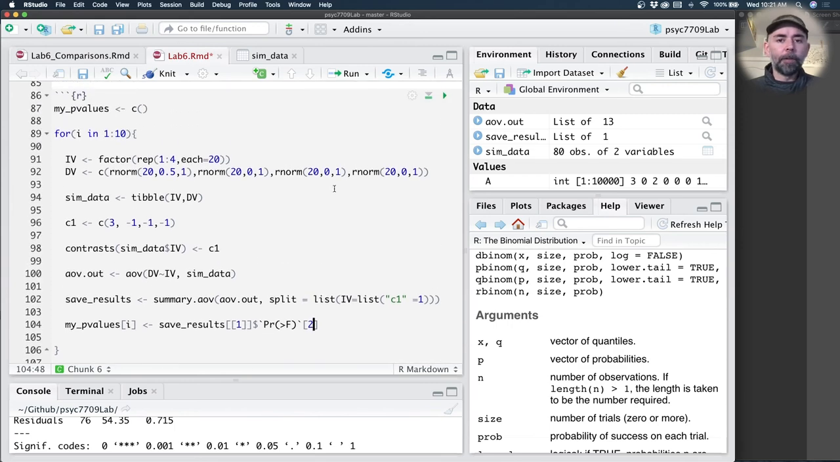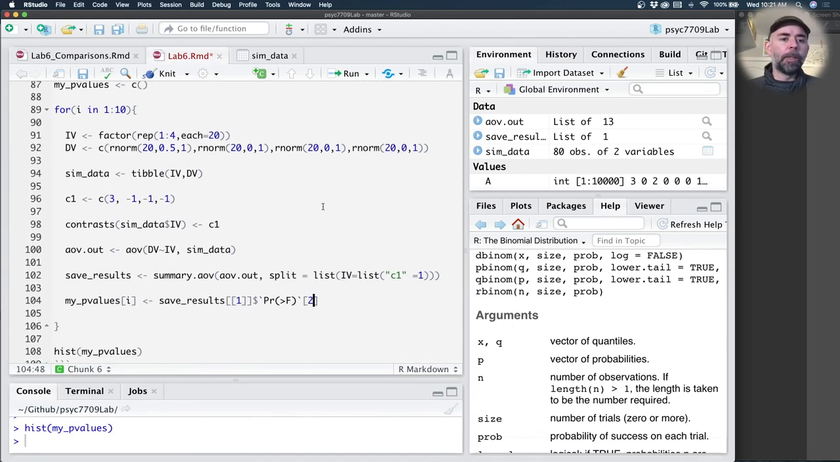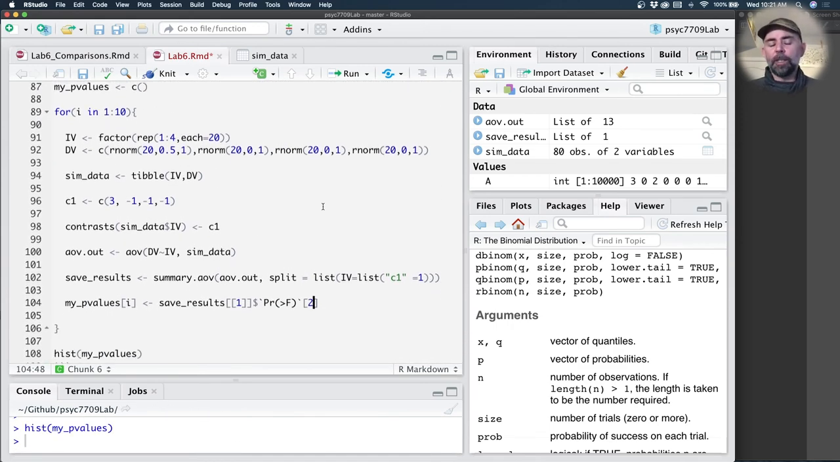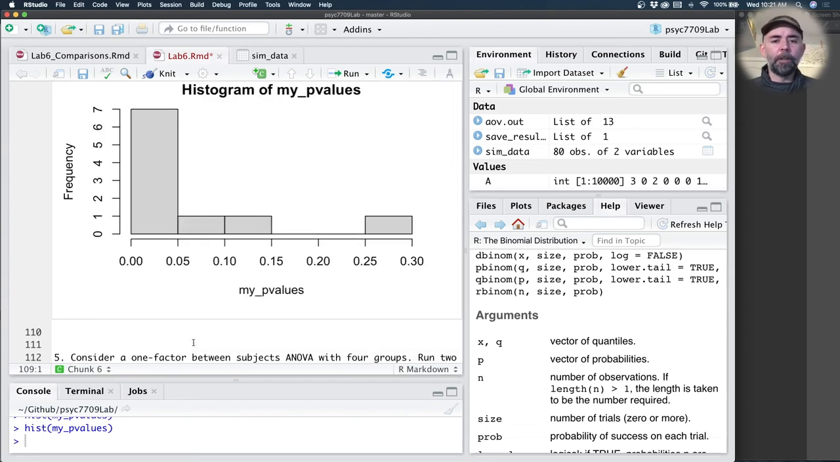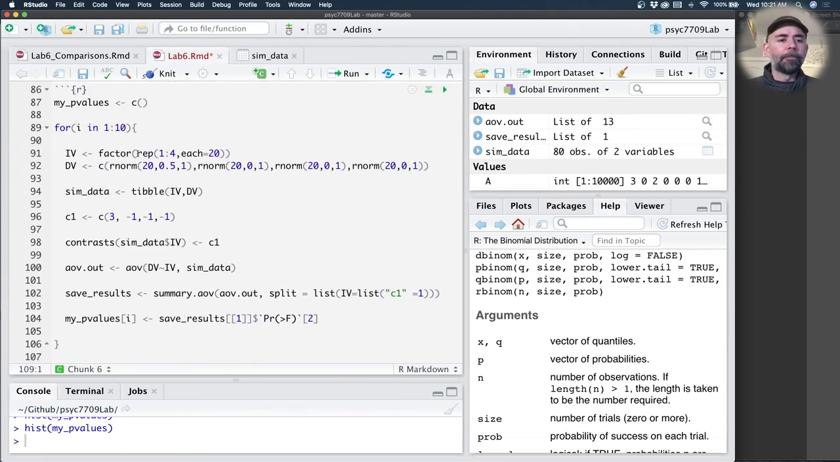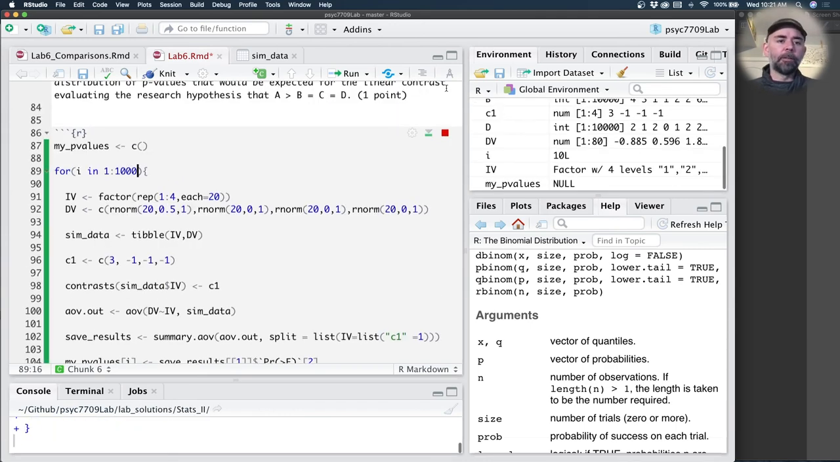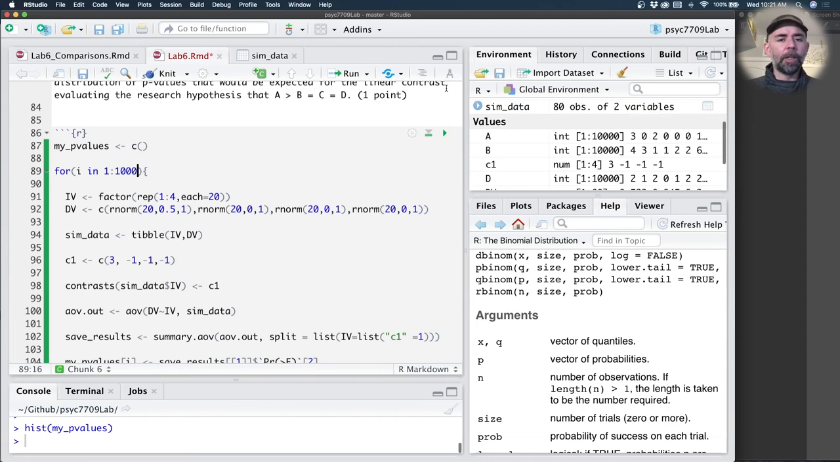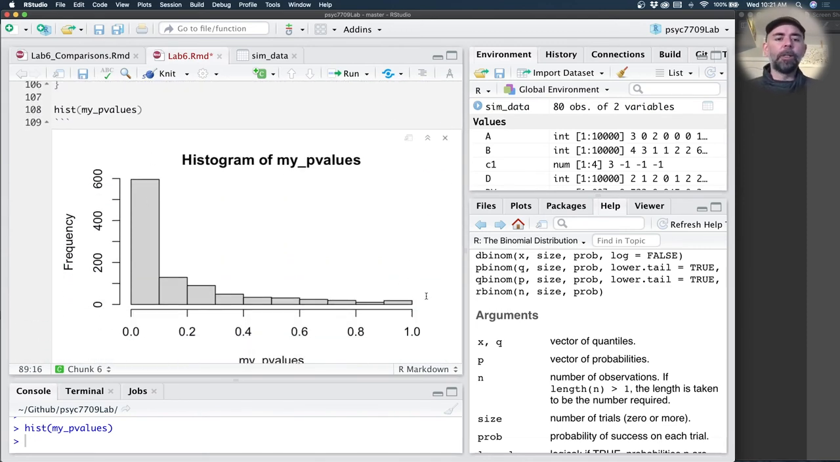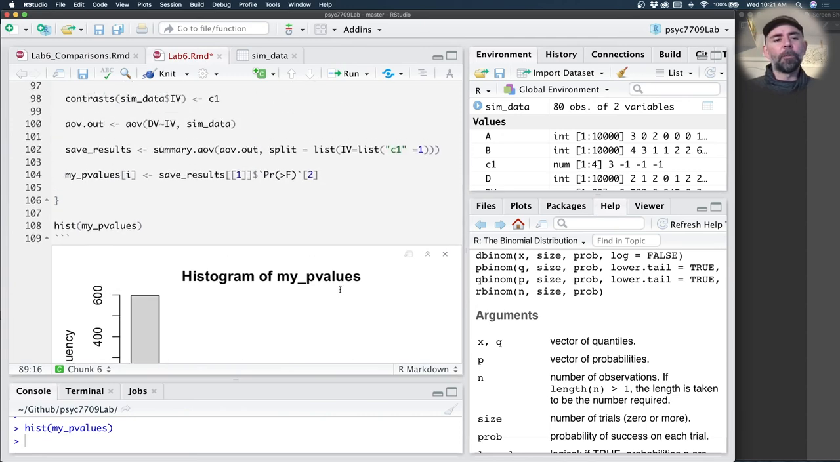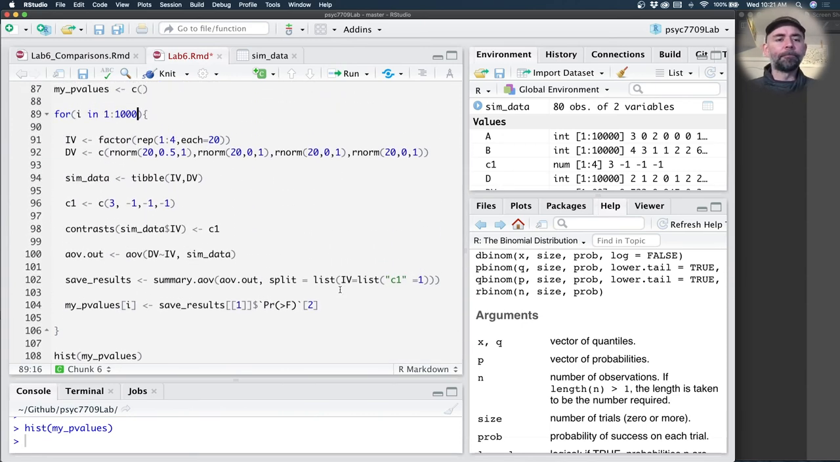Okay, so if I ran this whole thing right now, we would be simulating this alternative hypothesis and doing it 10 times, and we could look at our histogram of p-values. I'm just going to do this 1,000 times. We could do it 10,000, but that would take a little bit longer. Okay, that didn't take too long. Okay, so there's our p-curve for this particular linear contrast.